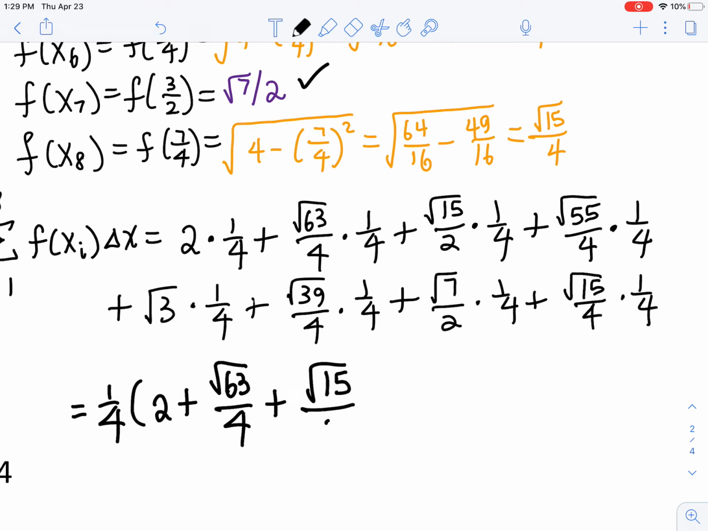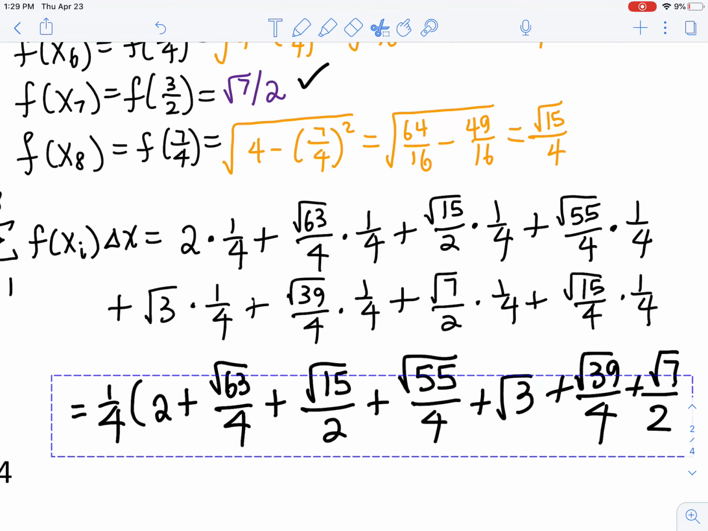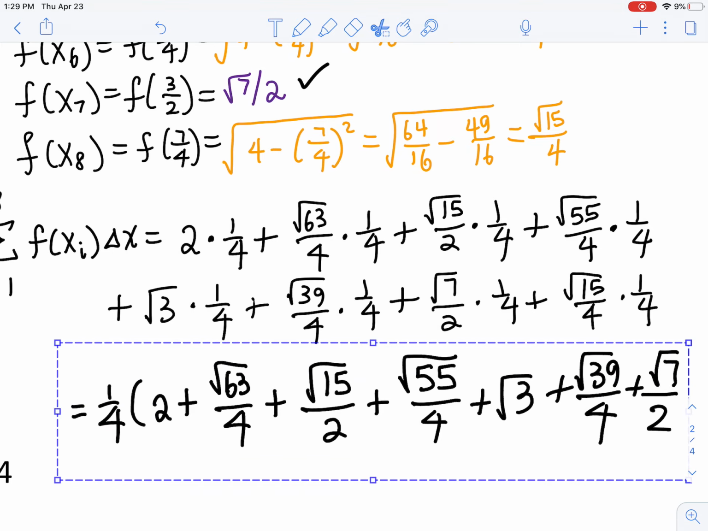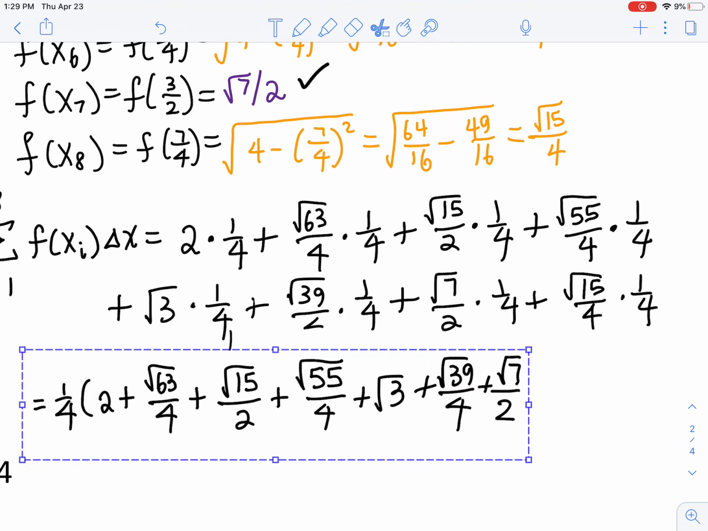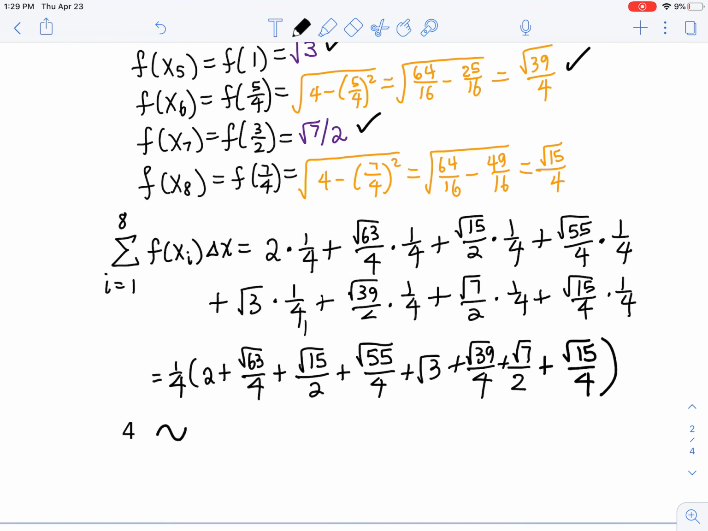but you know what we can do again? All of them are getting multiplied by the same fraction of what? 1/4. So let's pull that out. Let's pull out that 1/4. So our answer will be 1/4 times 2 plus square root of 63 over 4 plus square root of 15 over 2 plus square root of 55 over 4 plus square root of 3 plus square root of 39 over 4 plus square root of 7 over 2.